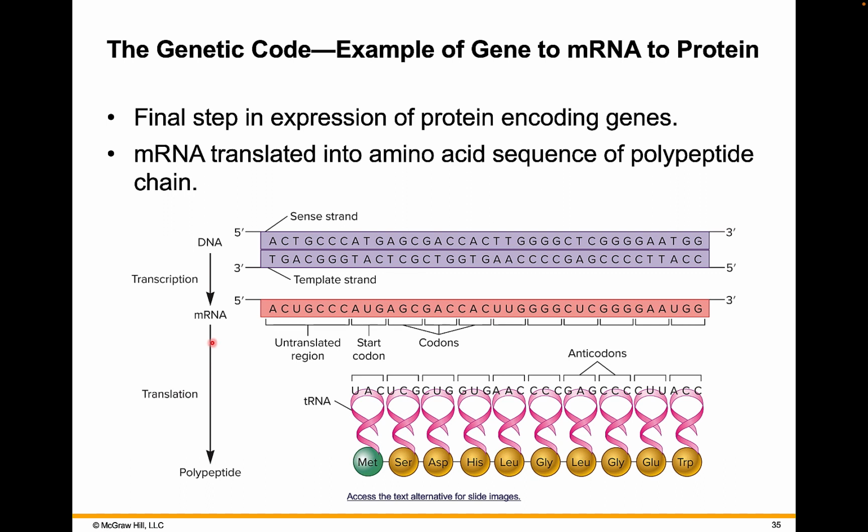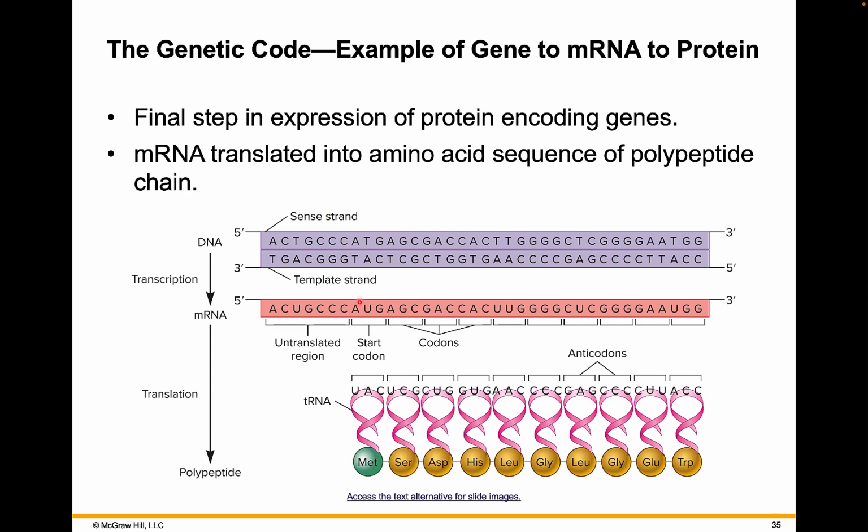Now these 3-letter words that we have on the DNA are usually called triplets. On the other hand, when those triplets become 3-letter words in the mRNA, we call them codons. So the codons are only in the RNA. In the DNA, they are triplets.